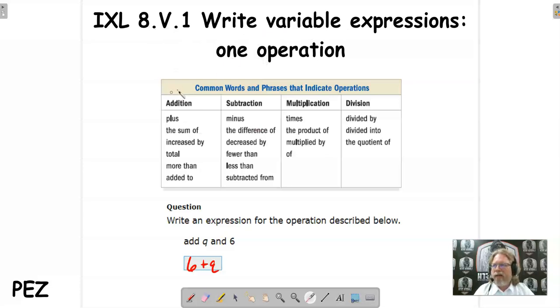Again, pay close attention to the words on this table here. They'll really help you out. Good luck here on your activity.